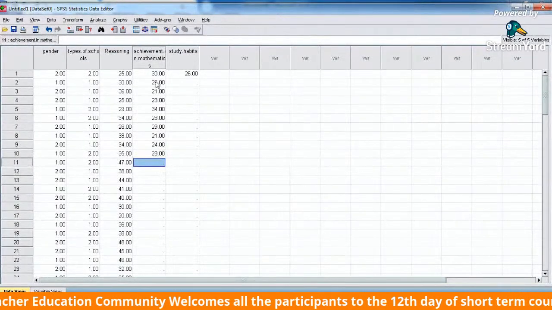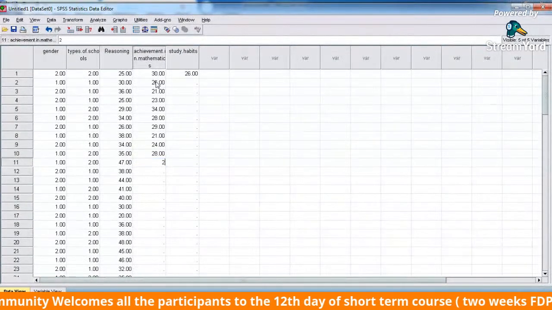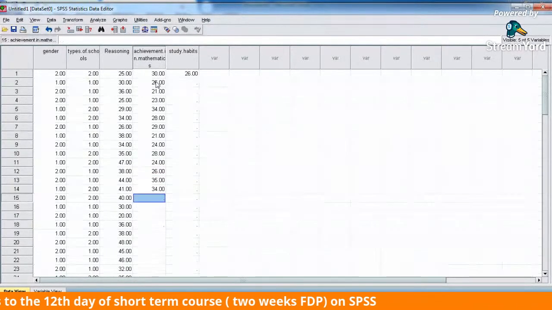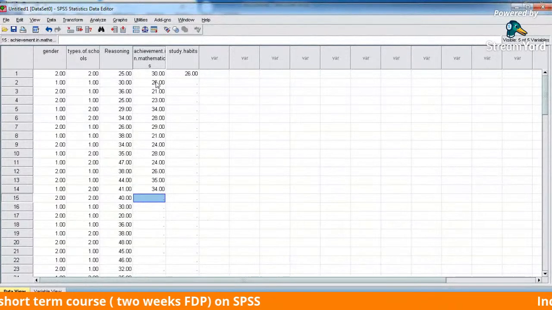The minimum score is suppose 10. It doesn't matter, so I'll just enter and see. Maximum score is 40. All right.